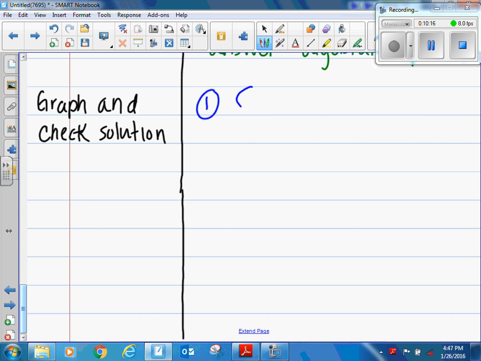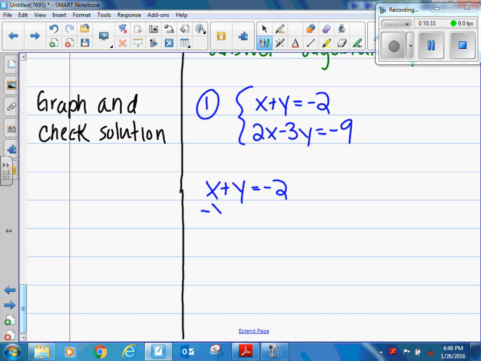We have the equations x plus y equals -2 and 2x minus 3y equals -9. So if you look at our steps again, neither one of these is in intercept form, so I'm going to have to put them in intercept form. So x plus y equals -2. I'm going to move over my x. Y equals -x minus 2. I almost thought I was putting it in standard form for a second. Okay, so that's intercept form. We can say that our m is -1 and our b is -2.